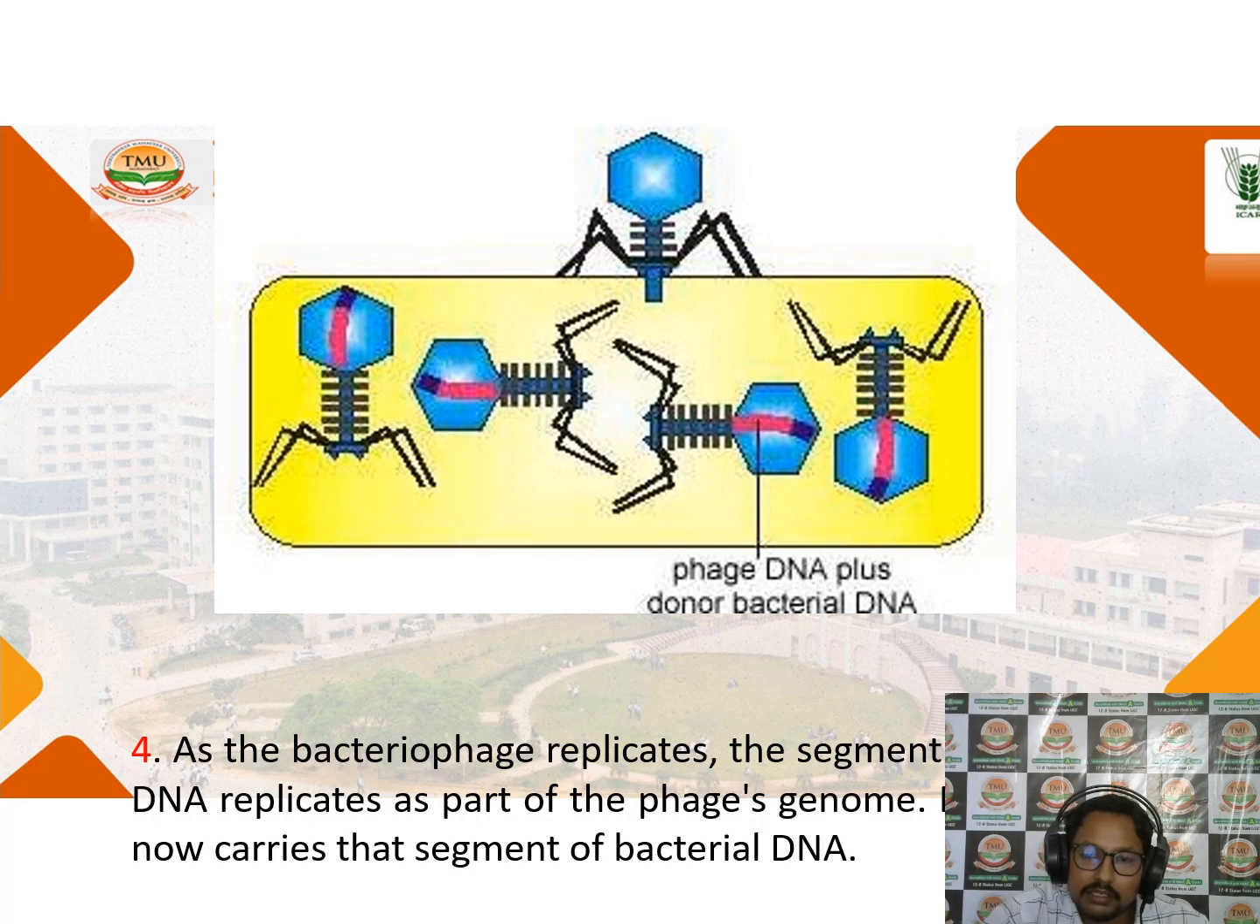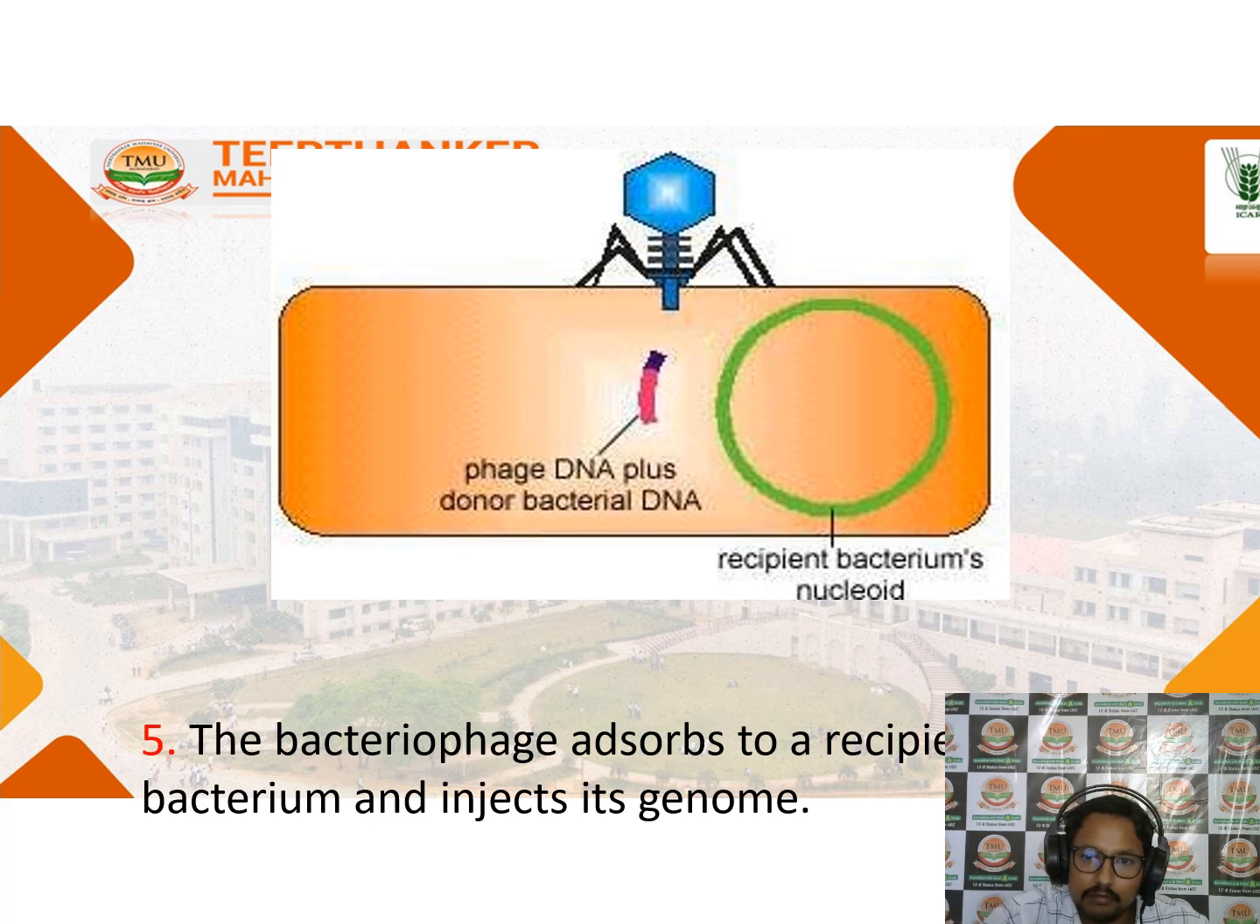And at this phase, the lytic phase starts again, where the bacterial cell will break open, and it will release the phage particles. These phage particles, which have both phage DNA as well as bacterial DNA, will infect the new bacterium here. Now the bacteriophage attaches to the receptor and injects its genome. Here you can see the bacteriophage injecting its genome, where it contains both phage DNA as well as old bacterial DNA.